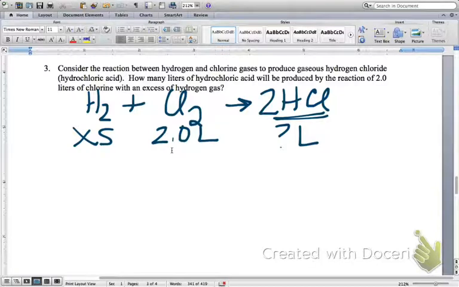Okay? So, you guys, we're trying to go from liters of one substance to liters of another substance.